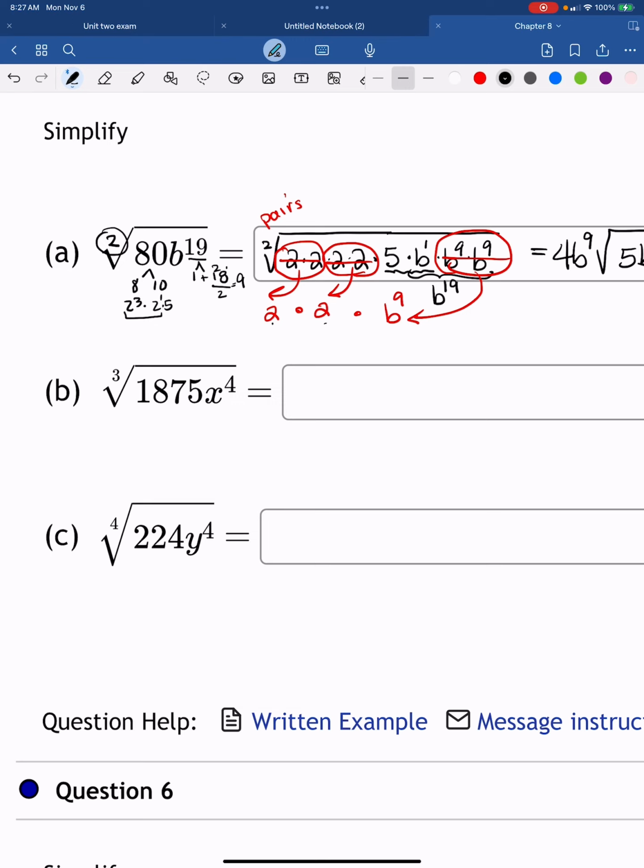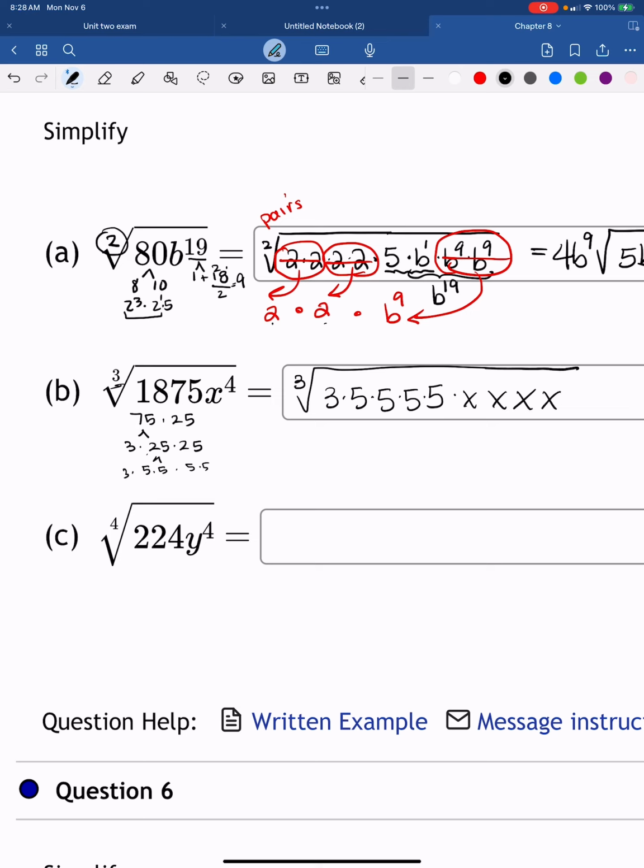So 1875 divided by 25, and I get 75. So I have 75 times 25, and 75 is 3 times 25 times 25. I could go further, and this is 5 times 5 times 5 times 5. Since this is a cube root, I don't have any triples yet, so I'm going to go down to the next level. We need a cube root of 3 times 5 times 5, 4 of them, and we have 4 x's, 1, 2, 3, 4.